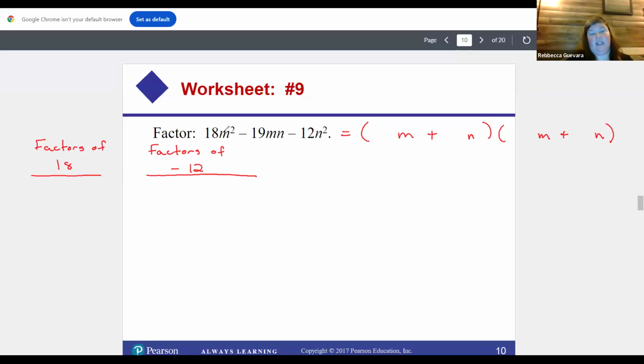All right, and this one again, because you have the m squared, make sure that the beginning of each binomial starts with an m, and then for the n squared, the end of each binomial ends with an n. So you have an m term and an n term in each factor. So 18, that could be 1 and 18. That could be 2 and 9. That could be 3 and 6. And then there's the negative versions as well.